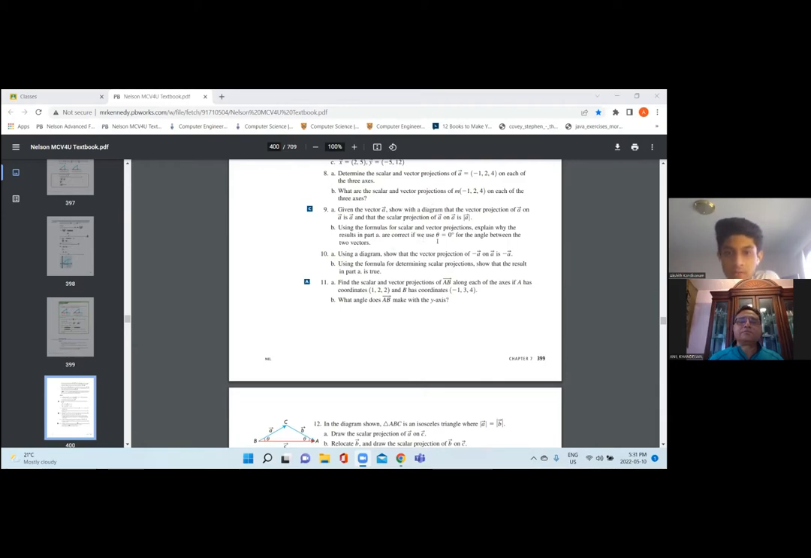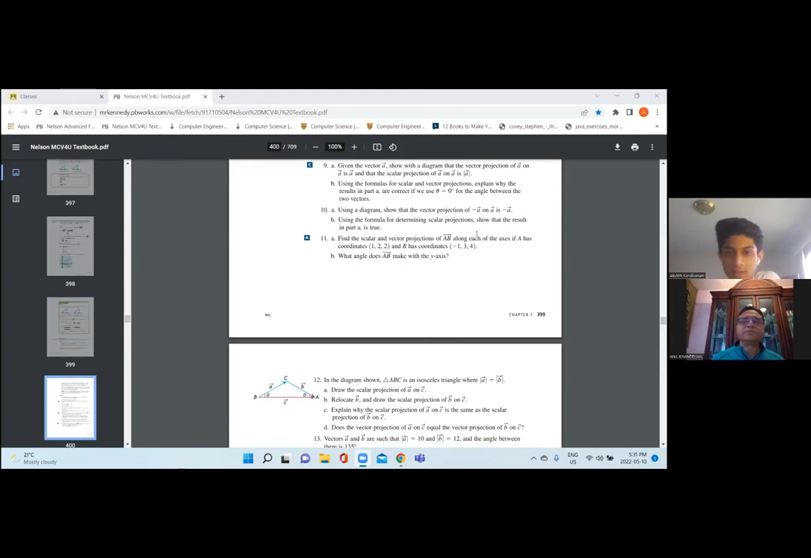Using a diagram, show that the vector projection of minus A on A is minus A. Then find the scalar and vector projections of AB along each of the axes, if A and B have the given coordinates. Okay, so this is similar to the previous question.